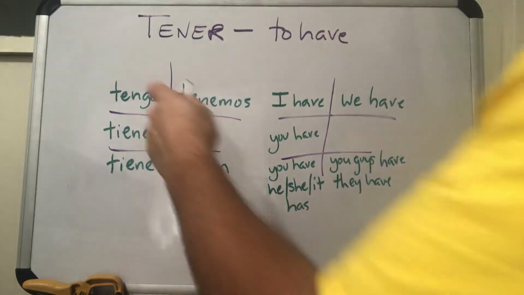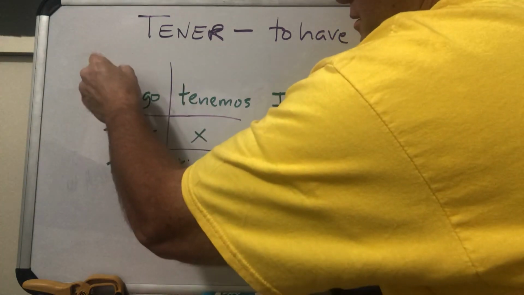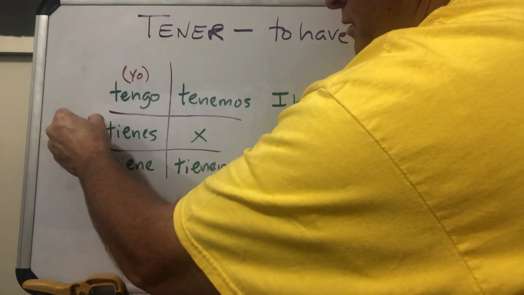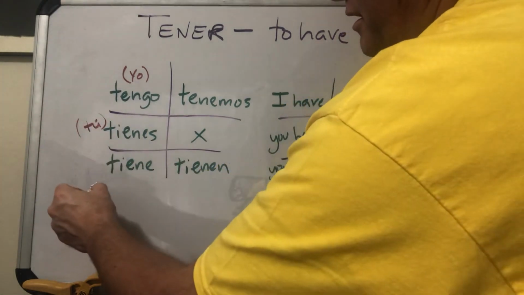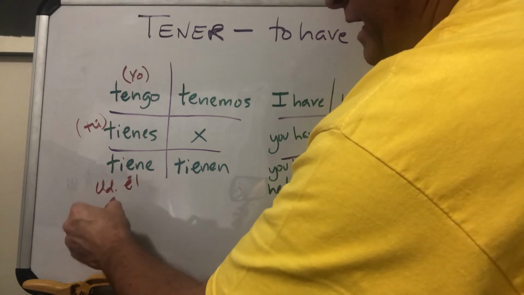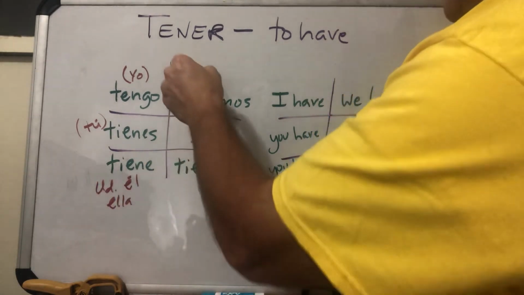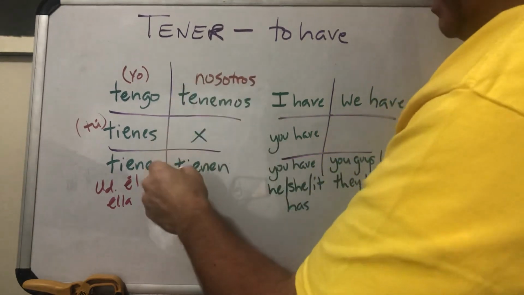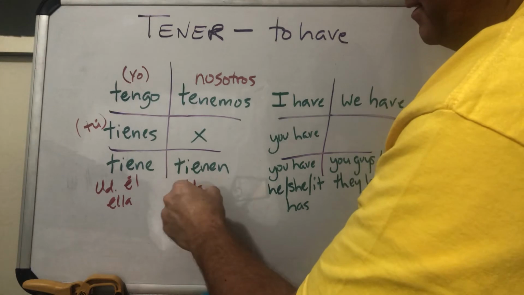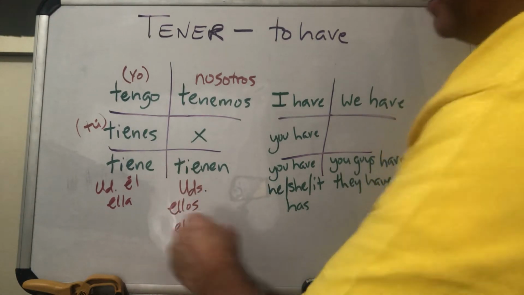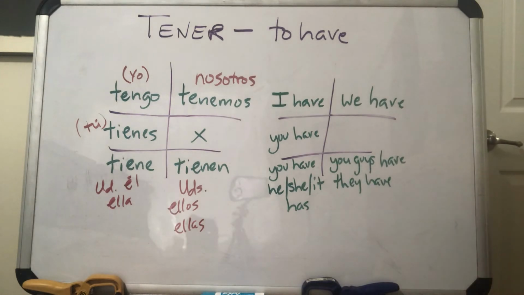Okay? So let me go back up here and put a yo, just so you remember that's the subject that it goes with. This one goes with tú. Tú and tienes go together. Tiene goes with usted, él, or ella. Tenemos goes with nosotros. Tienen goes with ustedes, ellos, or ellas. Okay? All right, so those are all the different ways.